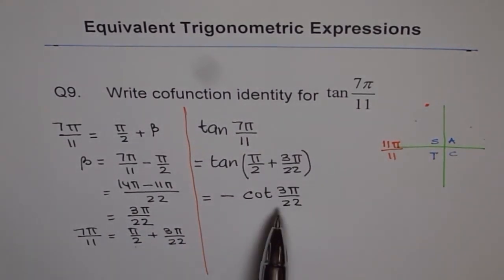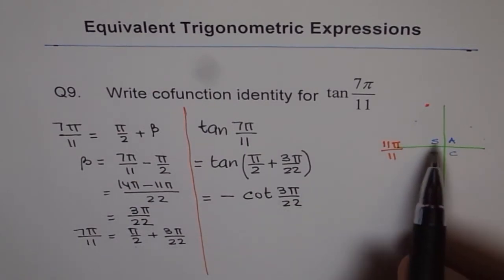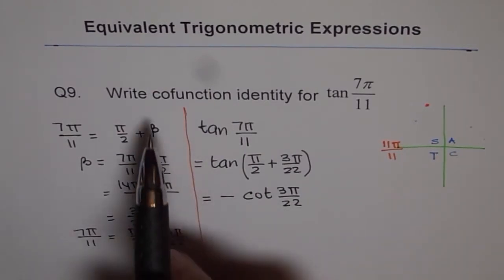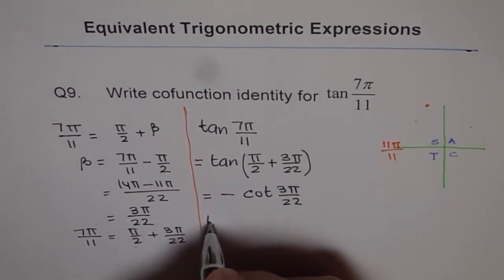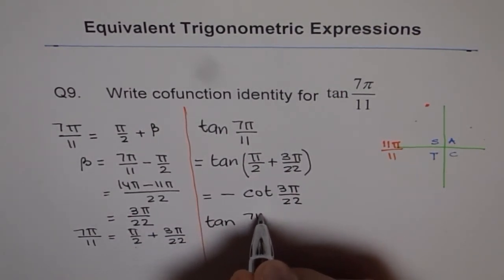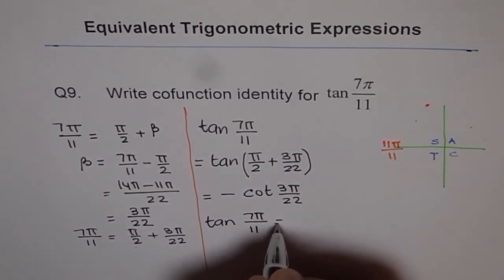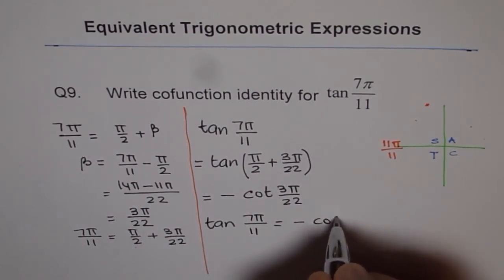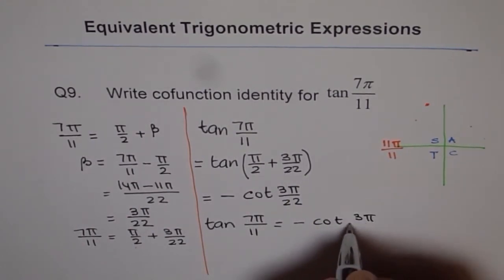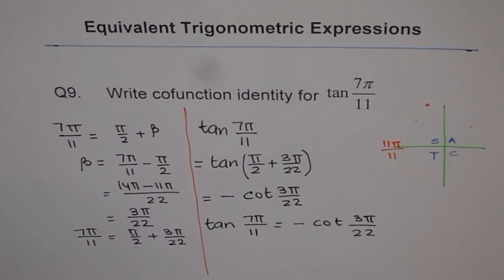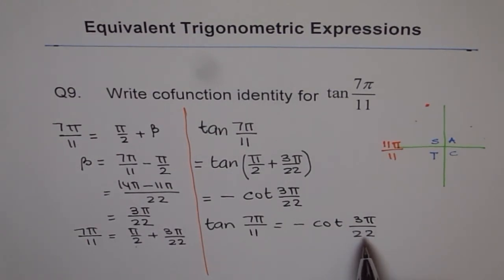So we find this angle beta using this combination of pi by 2 plus beta, and then the sign depending on the cast rule. And therefore we can write tan 7 pi by 11 as equal to minus cotangent 3 pi by 22. So that is our final answer, okay?